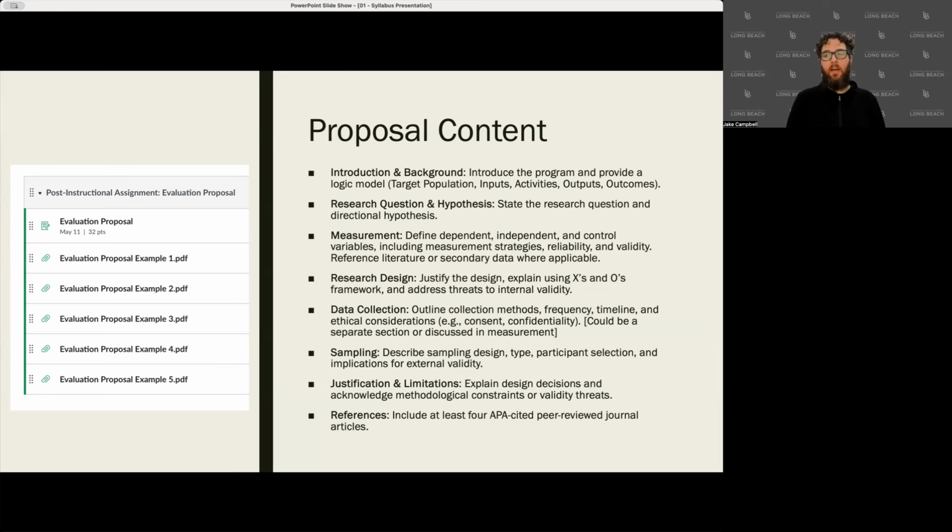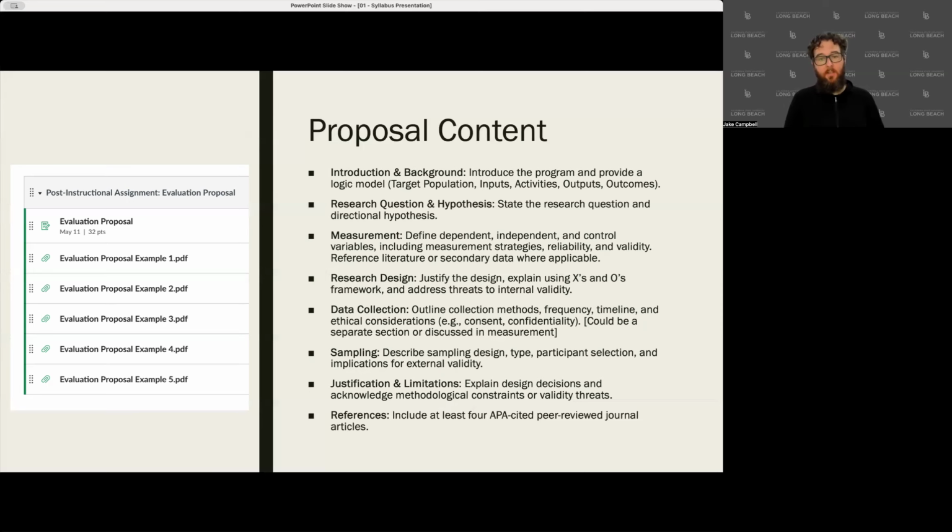But looking at those, I highly encourage you to look at each one of them. They're all very, very good. They all do a great job in different ways of fulfilling the requirements of the assignment. You should be able to model your own after the instructions, the rubric, and these examples, to know what I'm looking for to get a good grade on this assignment.